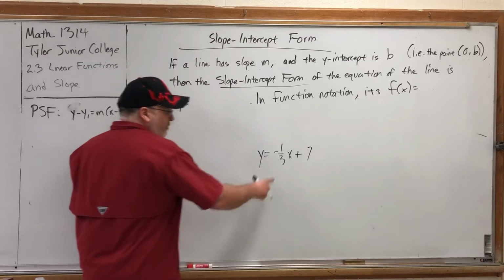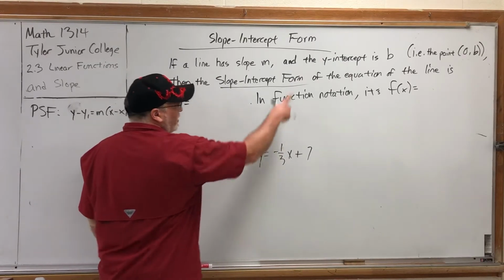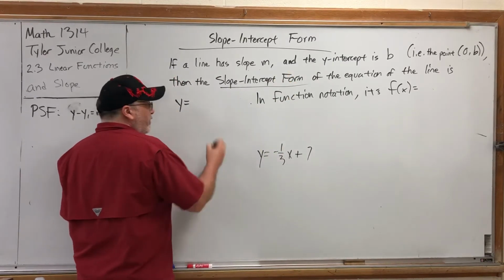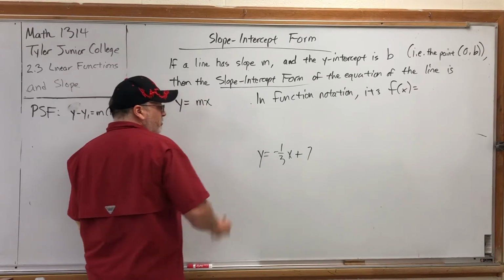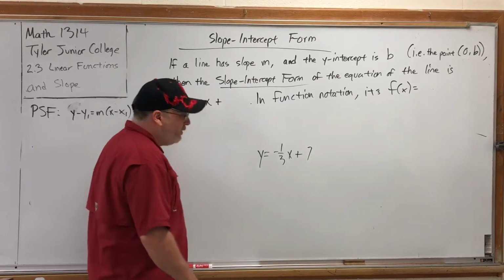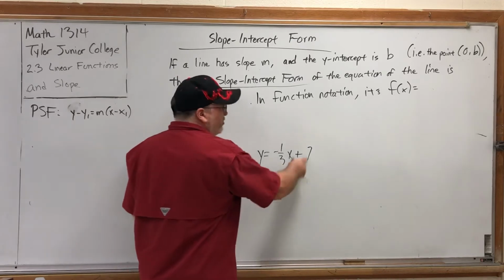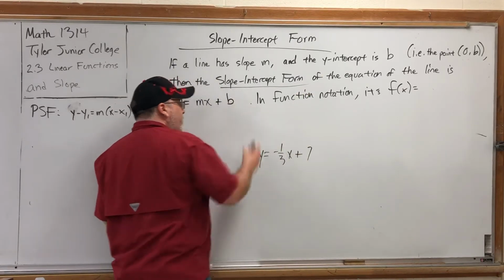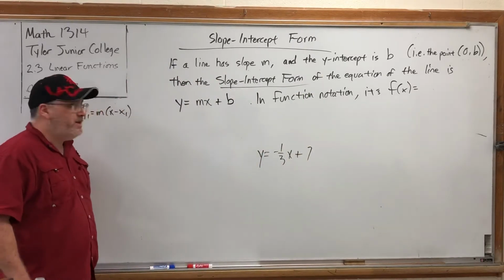Now the slope-intercept form of the equation of the line is y equals, well, let's make it generic. Here the slope was negative 1/3, but generically it's m. So instead of negative 1/3 x, mx plus. Here the y-intercept was 7, but generically it's b. So y equals mx plus b.